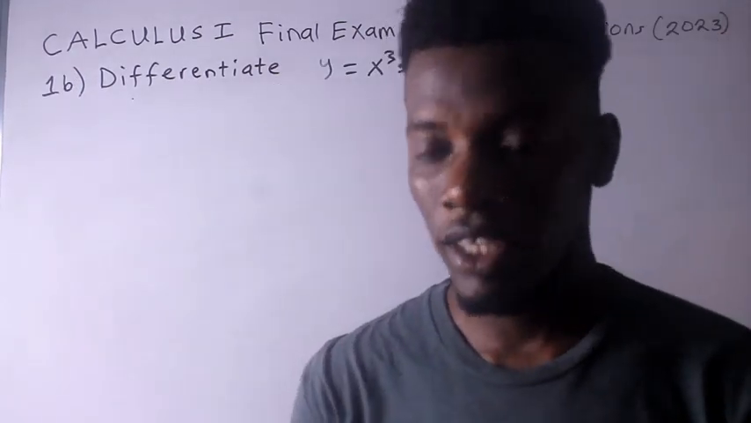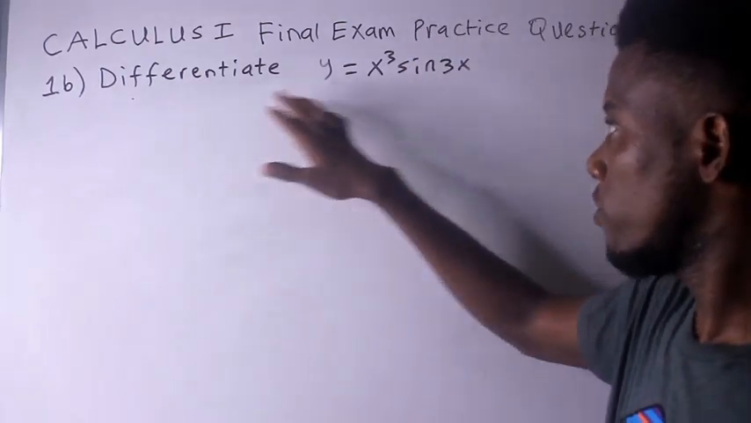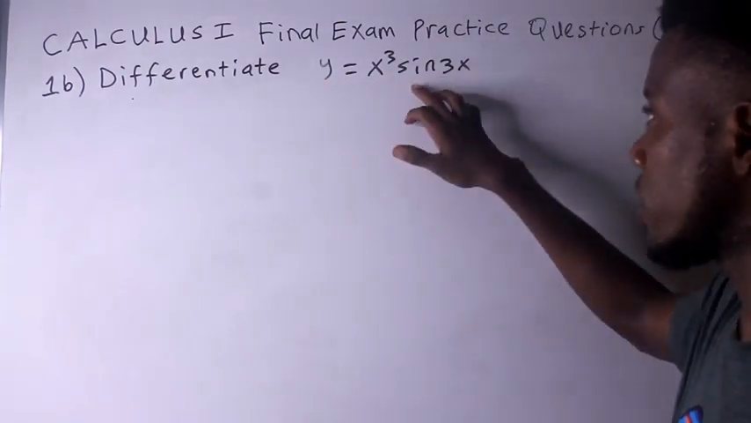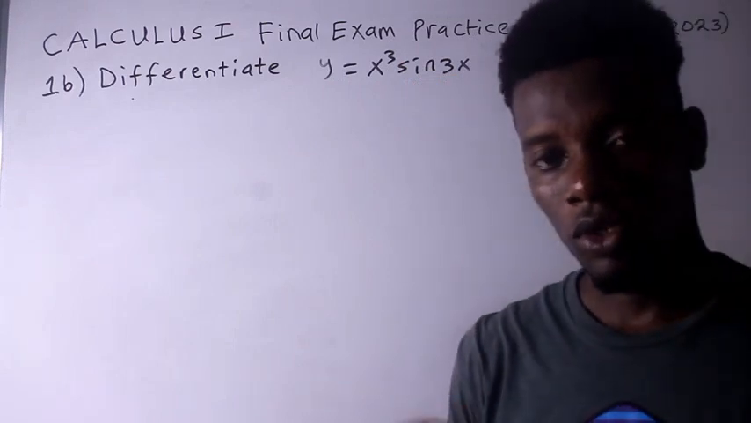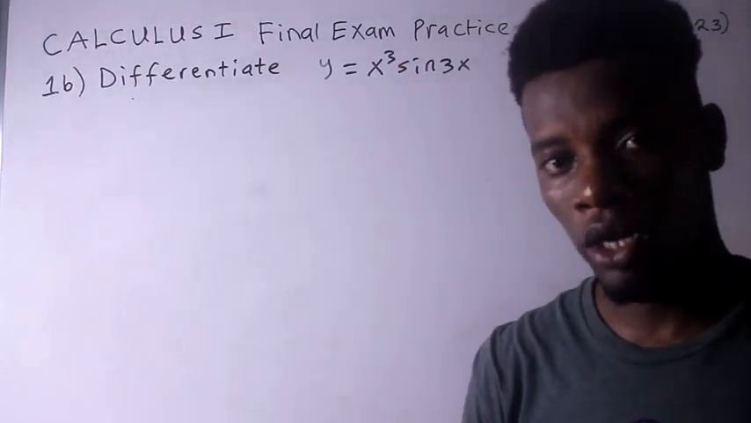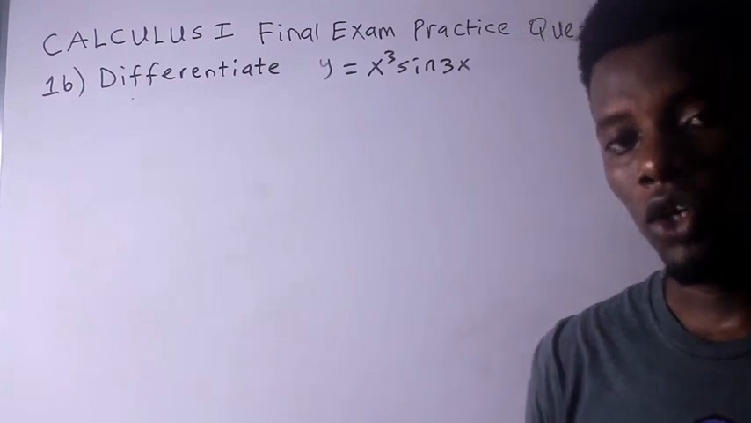Example number 1b says we should find the derivative of y equals x cubed sin 3x. And to find this derivative, we have to use something called the product rule of derivative. In this case, we'll use the product rule.